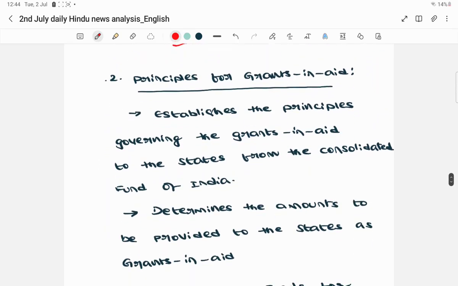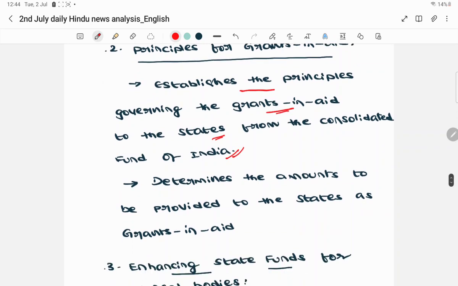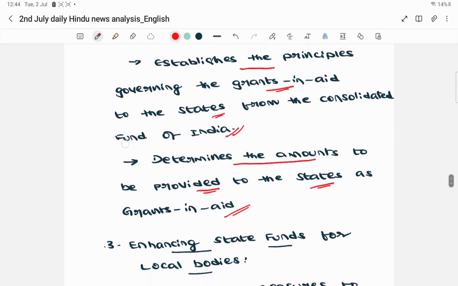The second important term of reference is associated with grants-in-aid. The 16th Finance Commission should establish the principles governing the grants-in-aid to the states from the Consolidated Fund of India. In simple words, it should determine the amounts that have to be provided to the states as grants-in-aid. Generally the central government gives some grants-in-aid to the states. Now it is also the duty of the Finance Commission to suggest how much we have to give to a particular state in the form of grants-in-aid.